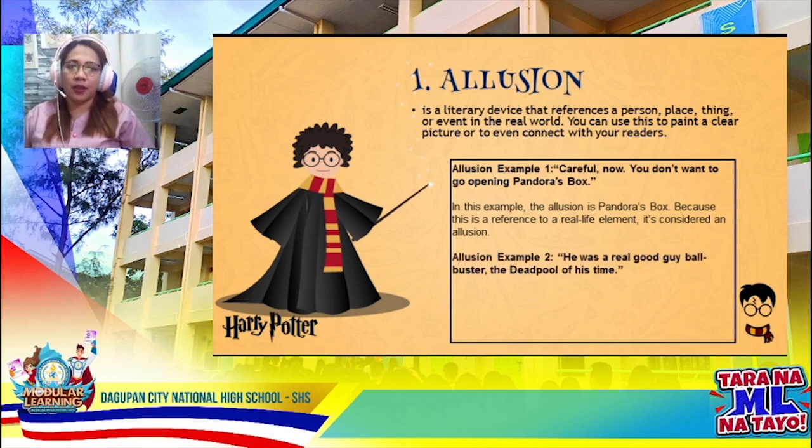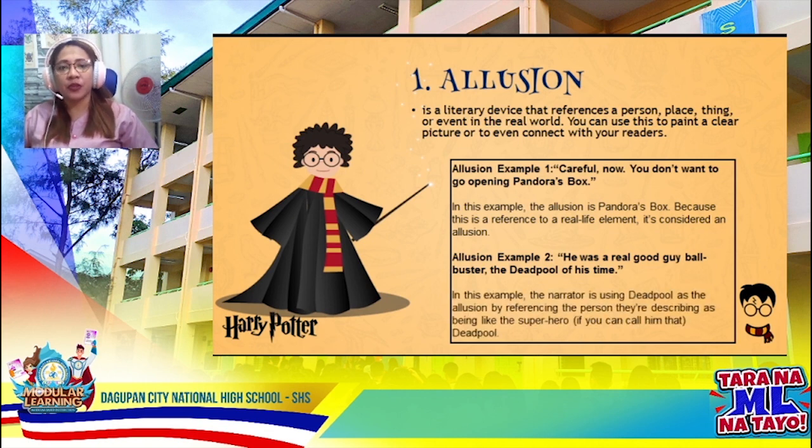Another example: he was a real good guy, ballbuster, the Deadpool of his time. Now, what is the allusion here? It is Deadpool. The narrator is using Deadpool as the allusion by referencing the person they're describing as being like the superhero Deadpool. So you use Deadpool to describe that person.